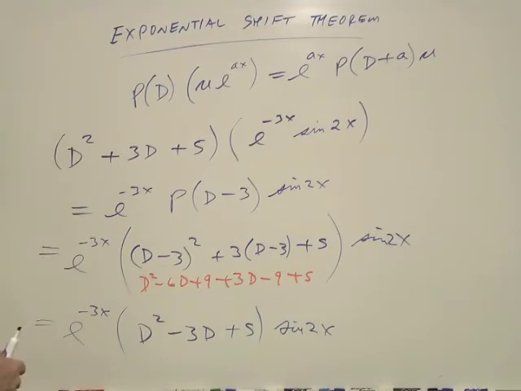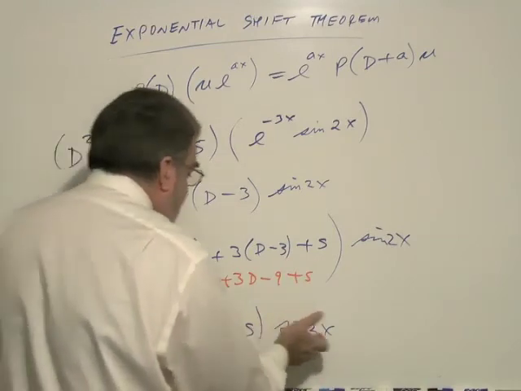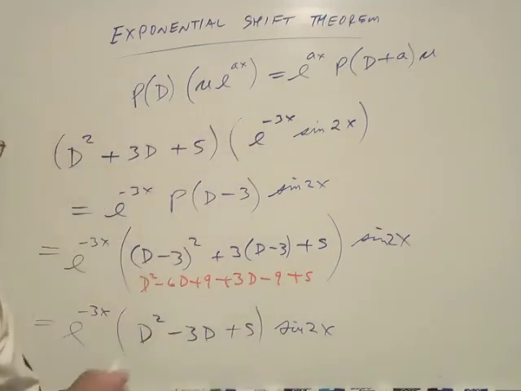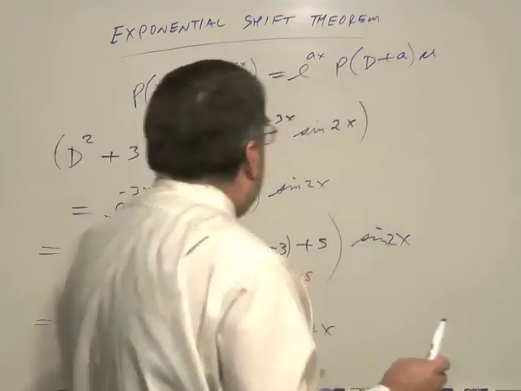But in any event, this would be easier to work now because now I just take the second derivative of sine 2x. That's not so bad. And I subtract 3 times the derivative of sine 2x. That's not bad. Plus 5 times sine 2x. In fact, it doesn't look bad at all. Let me just work it out.